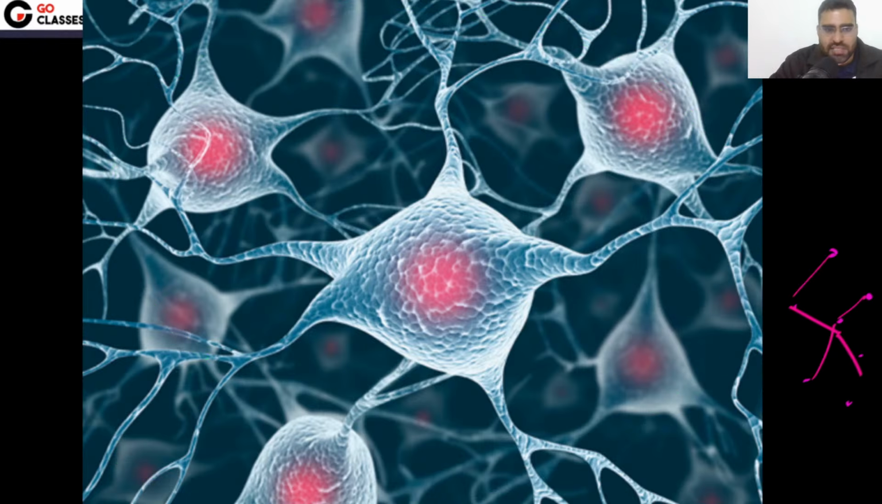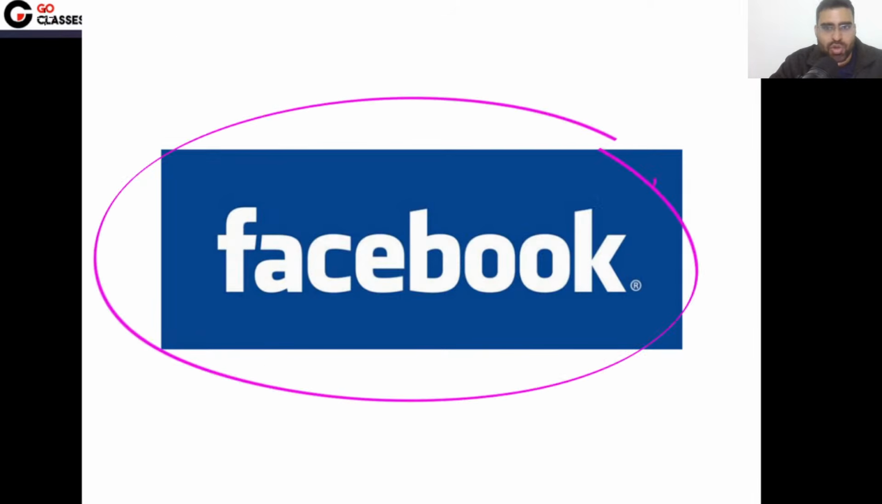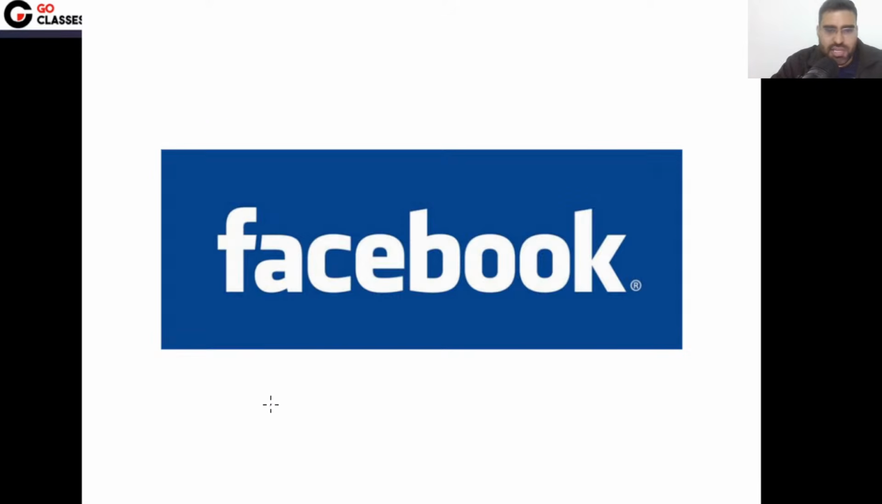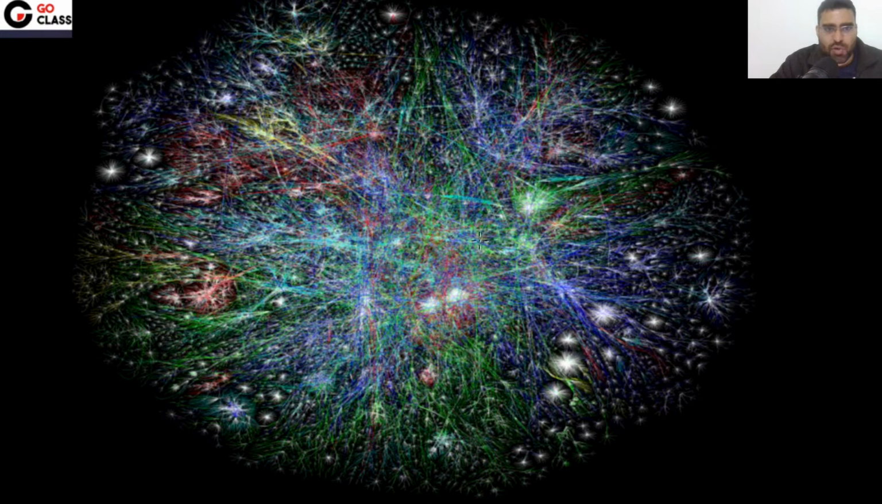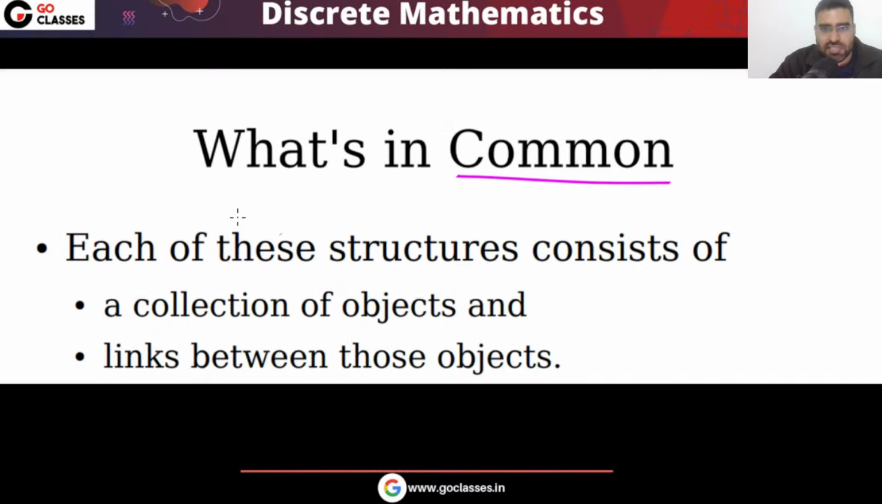Very simple. Similarly, for example, Facebook. If you want to study Facebook, or to create Facebook, then you need to know graph theory. Similarly, Google. All these structures, for example, the universe: if you want to study the universe, you can convert it into a graph and study that graph. So finally, what is common in all these complex structures? There are some dots and some lines, some set of objects and some links between them.